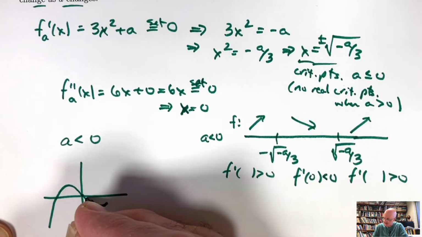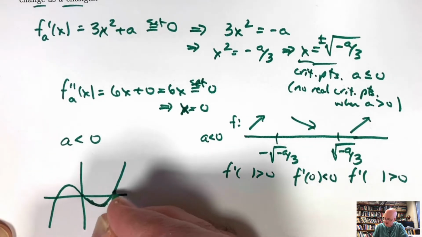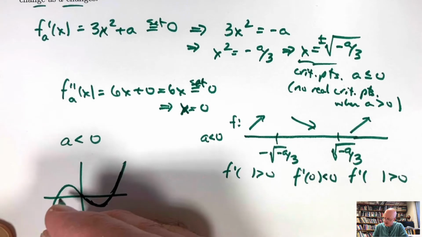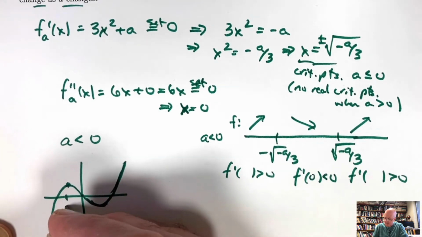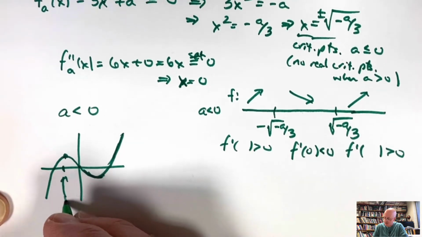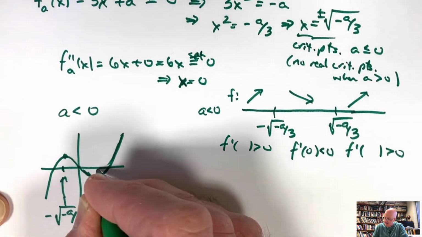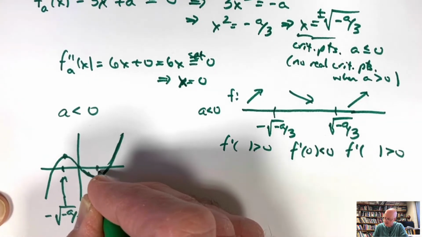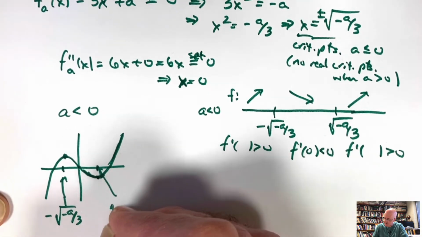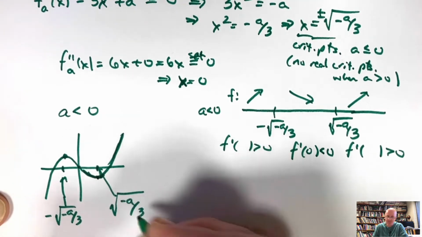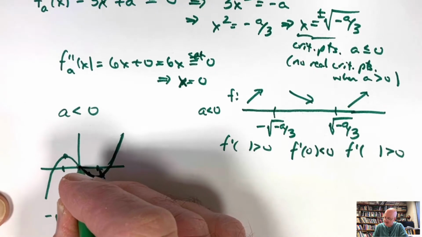It's got origin symmetry there, and I'm not drawing it perfectly, but it's a halfway decent graph. This is the negative critical point at negative square root of negative a over 3. This right here is the positive critical point at positive square root of negative a over 3. And an inflection point at 0.